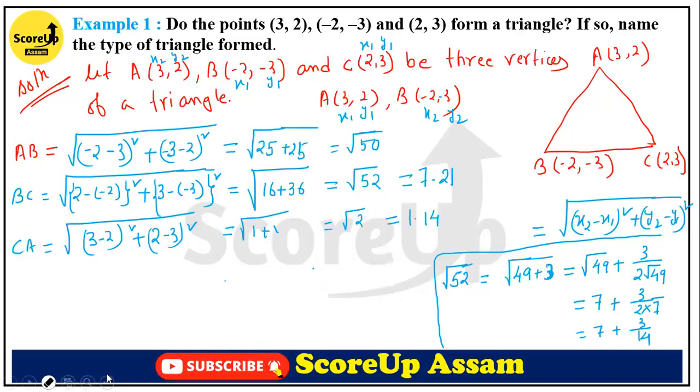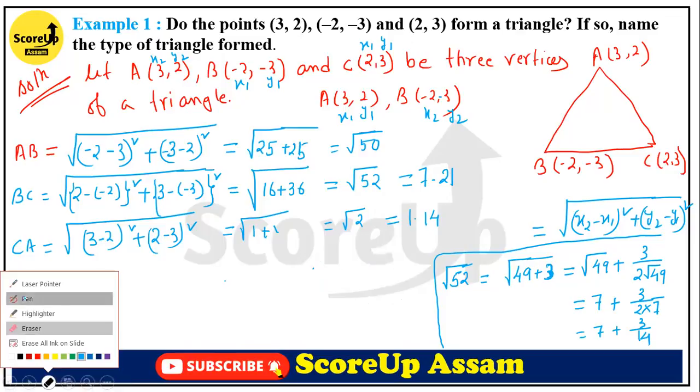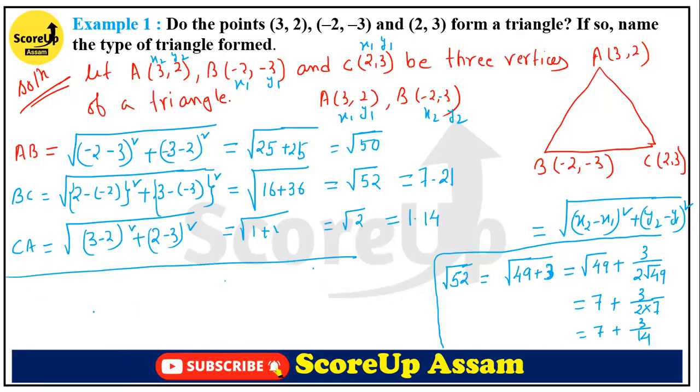Again, I will put it in a box so that you can understand. Value of root over 50, how to find? You should do it roughly. So root over 50 you can write like this. See, these are approximate values.